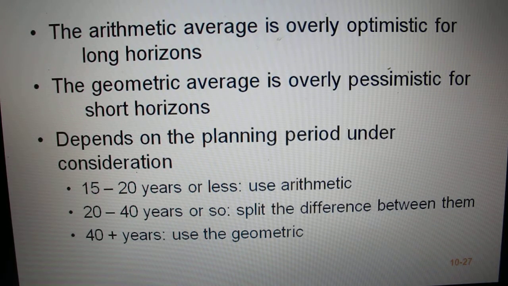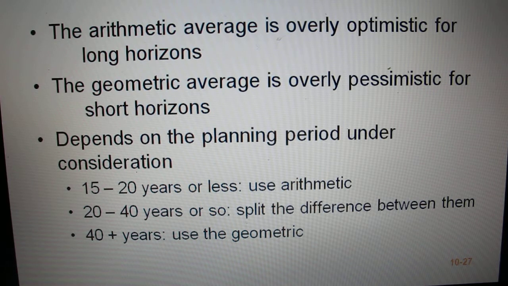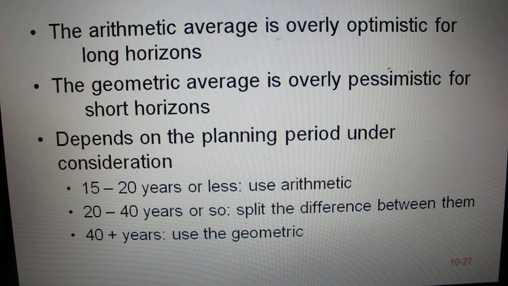So which is better, the arithmetic or geometric mean? The arithmetic average is overly optimistic for long horizons, and that's one of the reasons we use the arithmetic mean so often, because it's more of a short-term description. The geometric average, however, is overly pessimistic for short-term horizons. So what's best depends on the planning period. If it's under 20 years, typically you should just use the arithmetic mean. If it's 20 to 40, you can split the difference between them, and if it's 40 plus, you could go ahead and use the geometric mean.